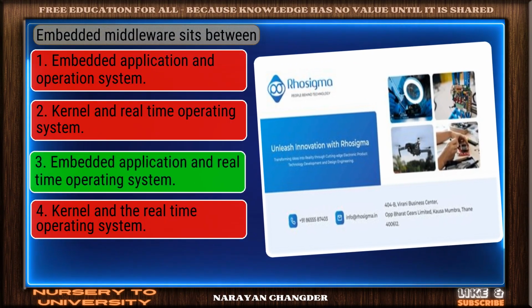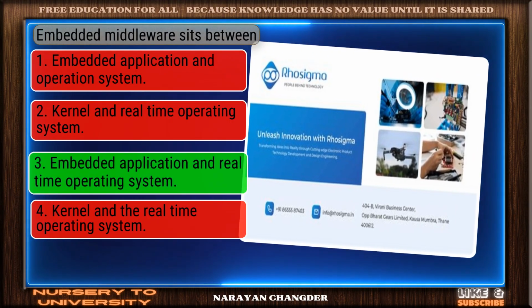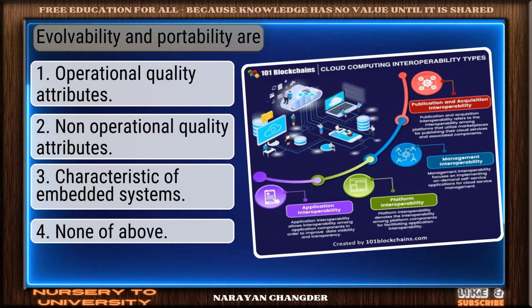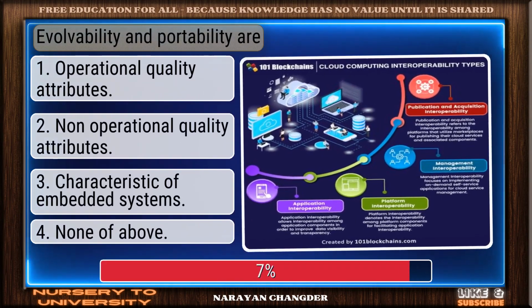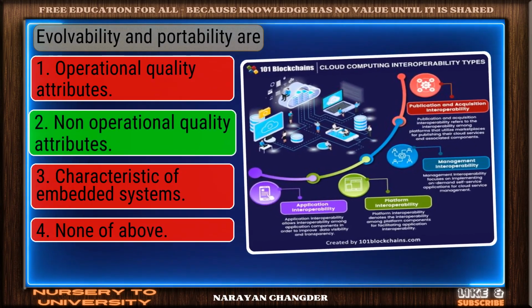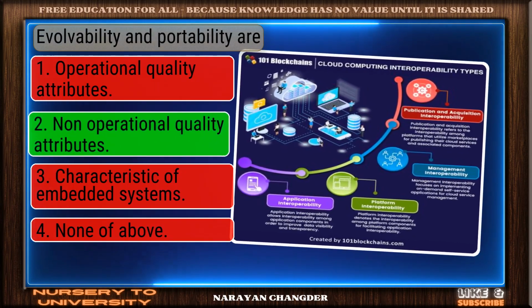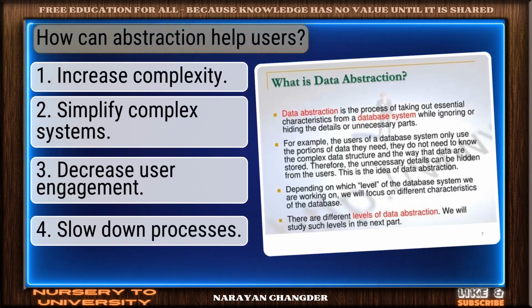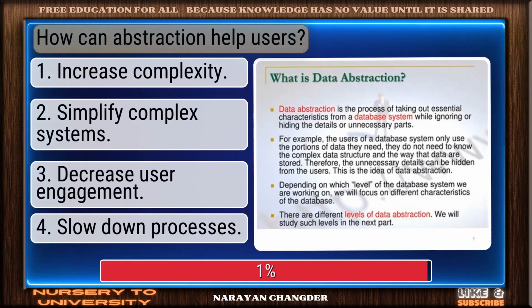Nice selection. Embedded application and real-time operating system is the correct and valid answer. Question number 67. Evolvability and portability are. Well picked. Non-operational quality attributes is the correct answer. Question number 68. How can abstraction help users?